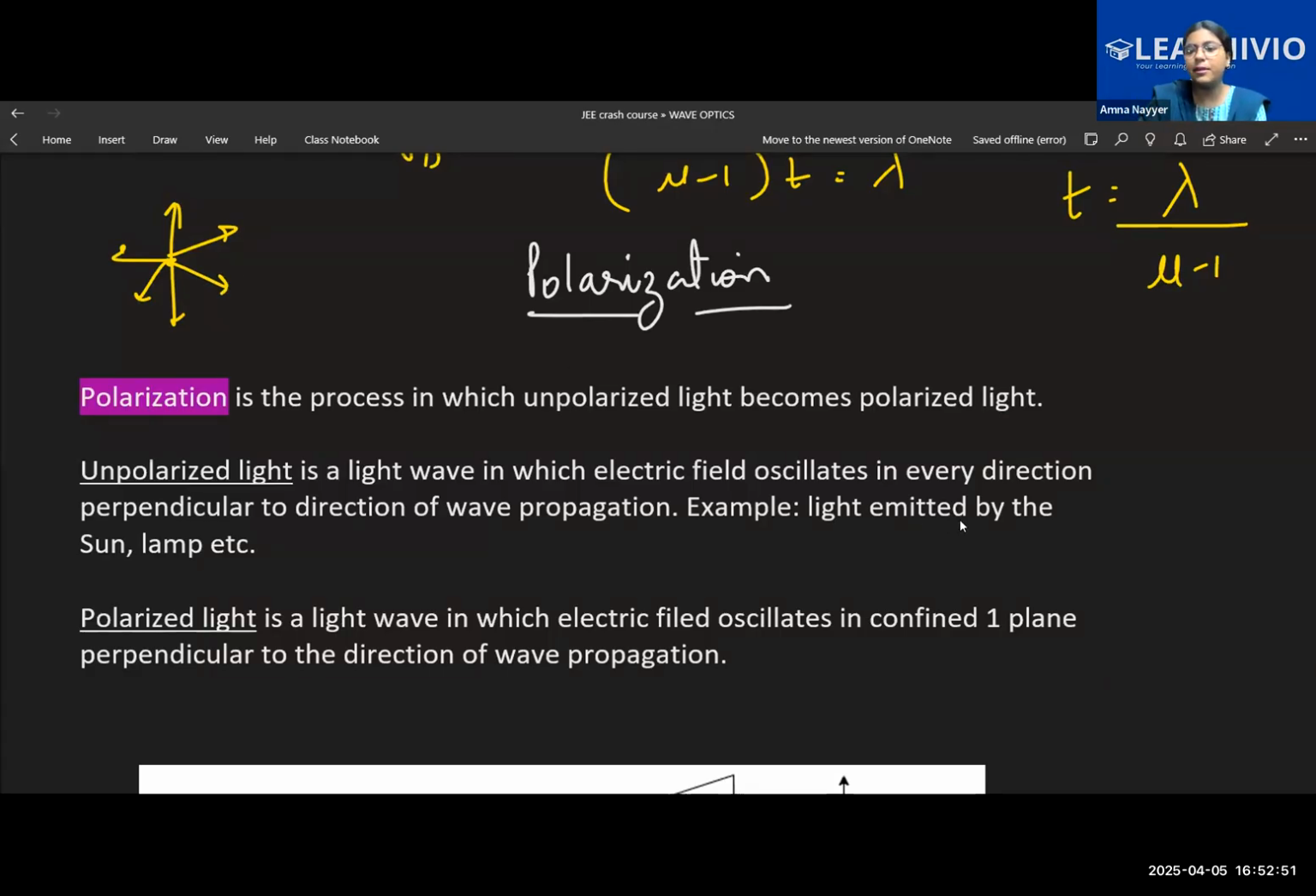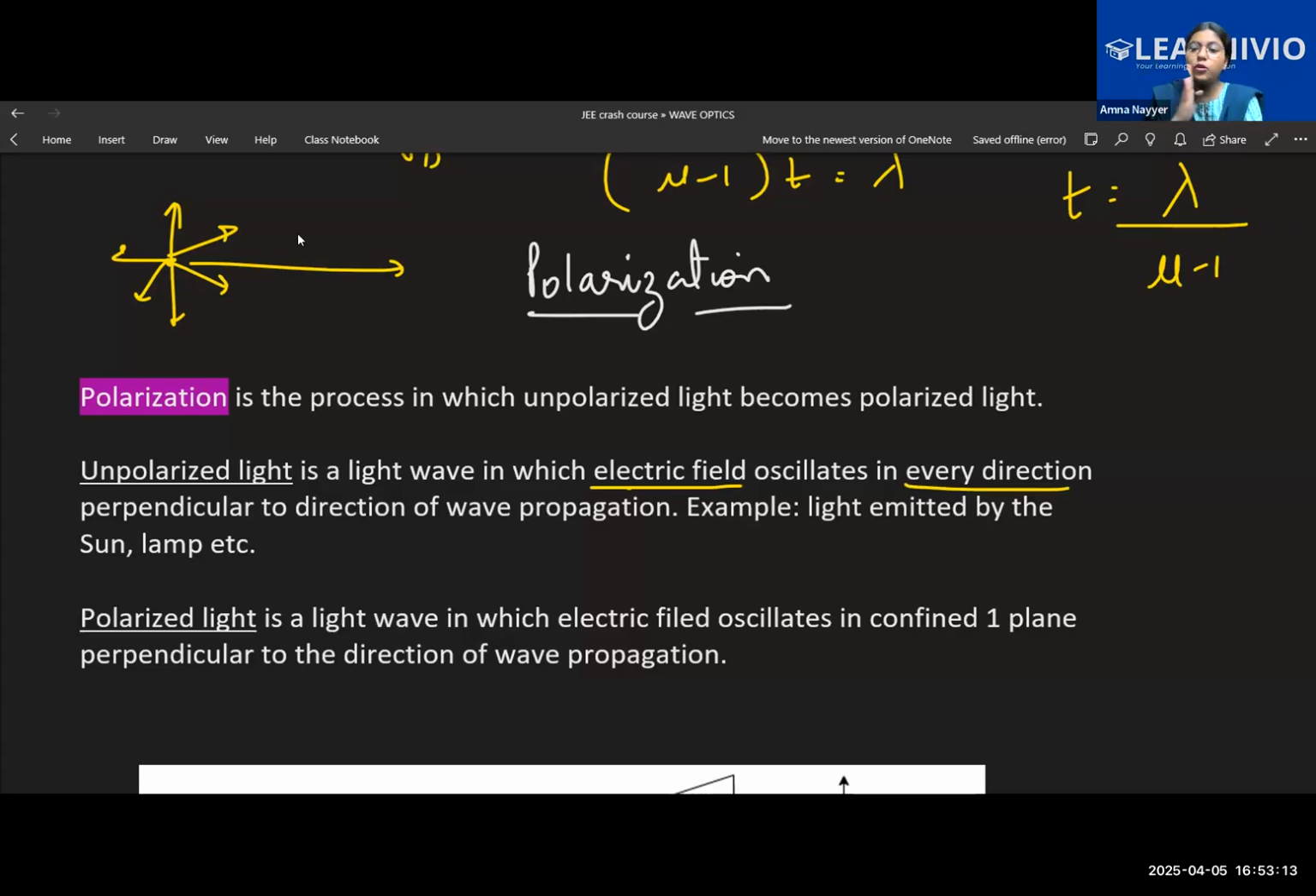You can take the example of light emitted by the sun or a lamp. So what is unpolarized light? It's a light wave in which the electric field oscillates in every direction perpendicular to the direction of propagation. Electromagnetic waves are always perpendicular, so this is propagating and the field is moving in every direction.